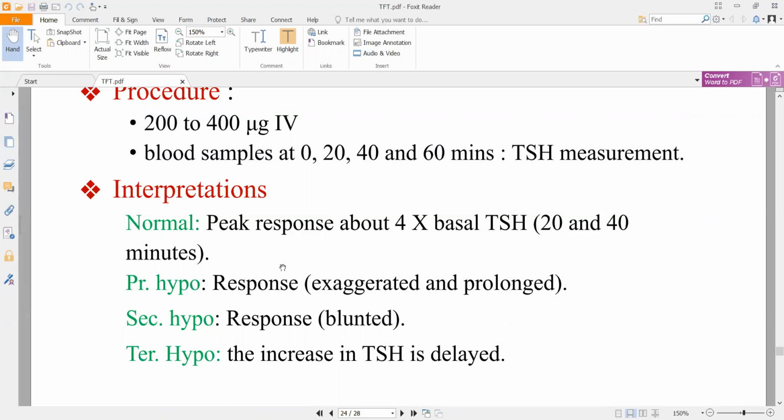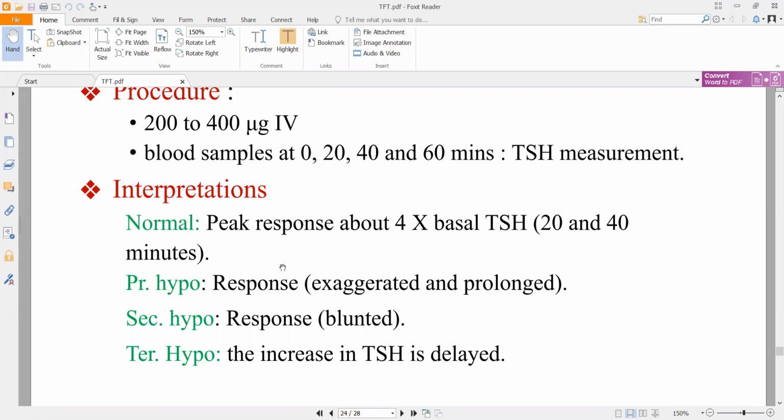In primary hypothyroidism, the response will be exaggerated and prolonged. If you remember, in hypothyroidism T3 and T4 are low and TSH is high. So in primary hypothyroidism you will have more than 4 times increase, and it will go on for a long period of time. It will take more than 20 to 40 minutes to get the response, and you will have more than 4 times increase in TSH because TSH was already high. Primary hypothyroidism is a condition in which TSH is high but T3 and T4 are low. So if you administer more TRH in that condition, TSH generation will increase.